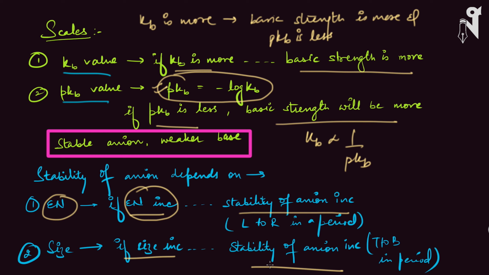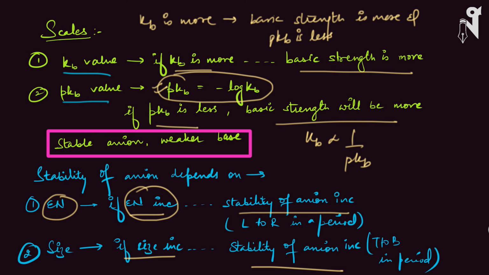When you go from left to right in the period, the electronegativity increases. Electronegativity increases, and hence the hunger for electrons increases, and it doesn't want to neutralize itself. If it doesn't want to give away the electron density, it is happy with its electron density, then it's a weaker base, right? So if electronegativity increases left to right, stability of an ion increases, basicity decreases.